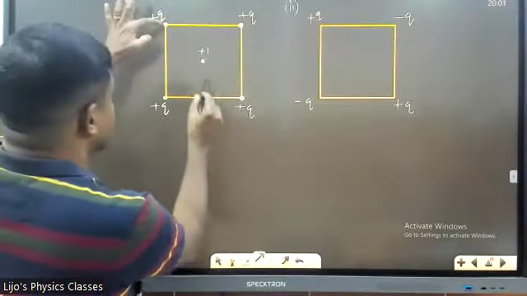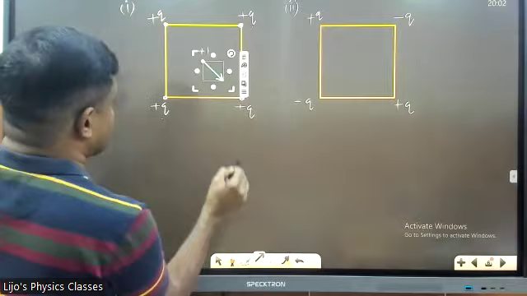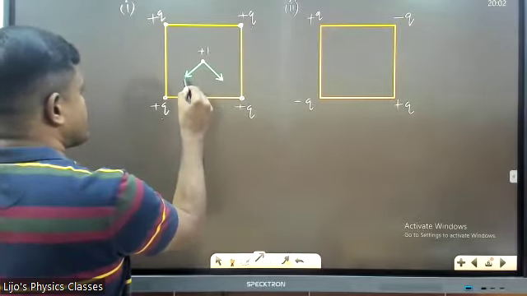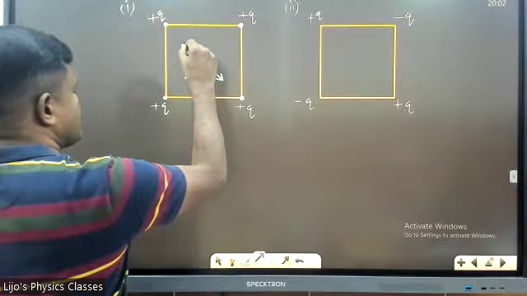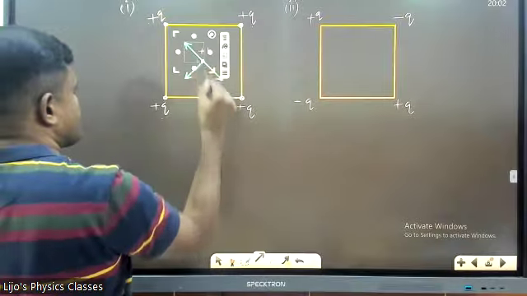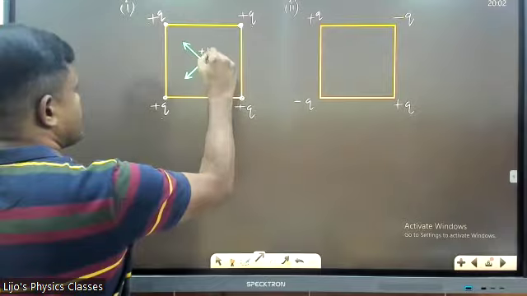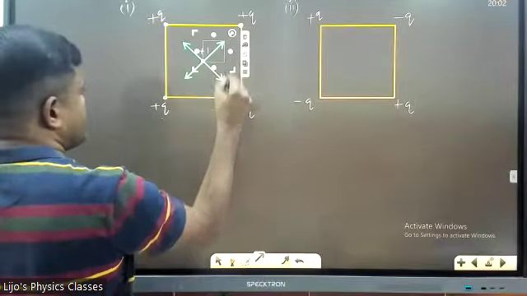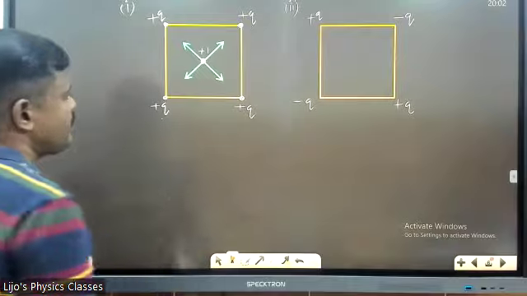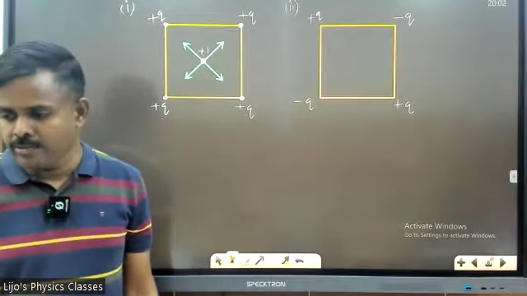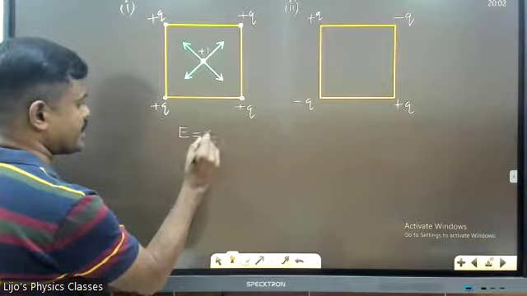This plus is repelling plus in this direction. Now this plus is repelling this plus in this direction. Similarly, this plus is repelling this plus in this direction, and this plus is repelling this plus in this direction. Imagine a person is surrounded by 4 guys and they are pulling him in all directions, equally in all directions, right? So you can find the electric field. You can write the electric field as 0.